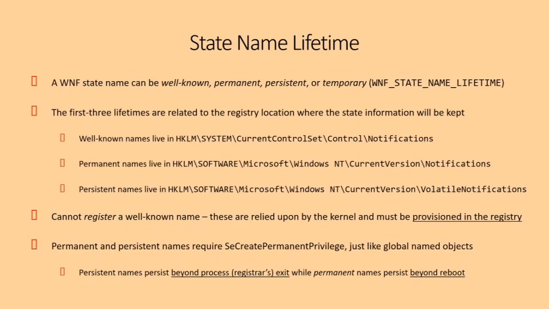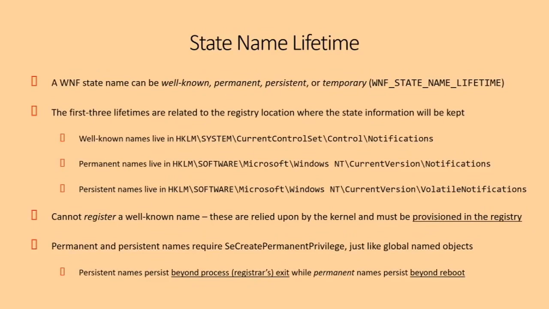So once a permanent name gets registered, it persists. Its data may or may not persist. There's a flag that specifies whether the last data that was associated with this state name should be persisted or not. And then it gets a little bit confusing. There are persistent names, which go in a registry key called volatile notifications. So persistent names are persistent with regard to the process that registered them, but they're not permanent across reboots. So if I'm a process and I register a persistent name and I exit, the data and the name of that WNF state name persist until I reboot, and then it's gone.